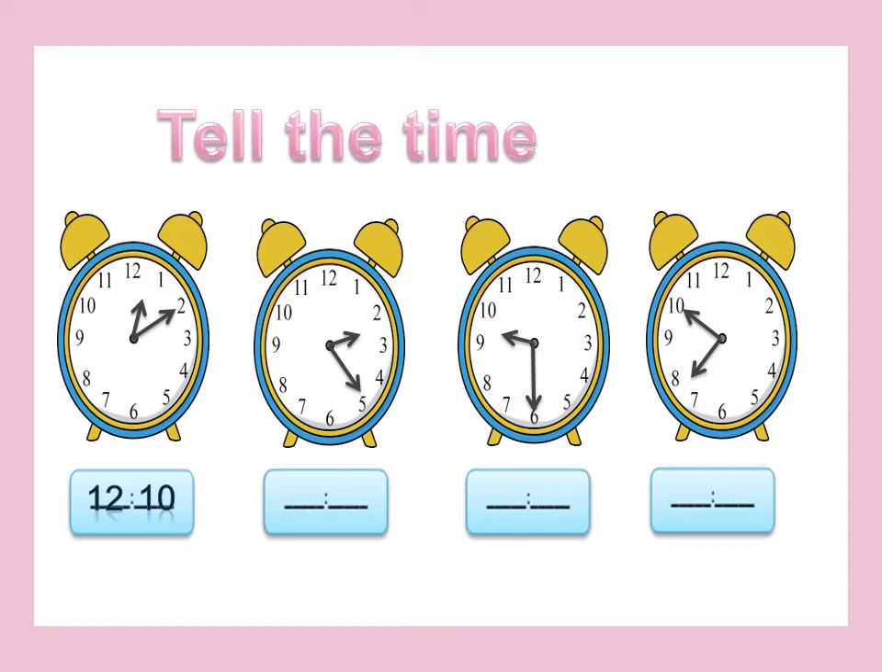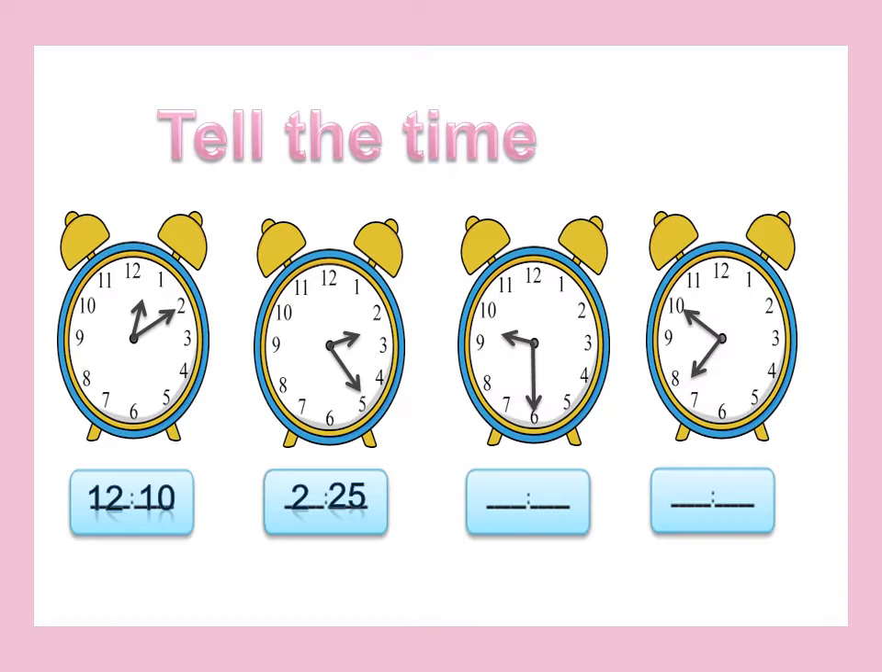Okay, let's go to the next one. What is the time here? Look at the short hand on 2. It's 2 and how many minutes? Let's count from the first. 5, 10, 15, 20, 25. So it's 2 and 25 minutes.